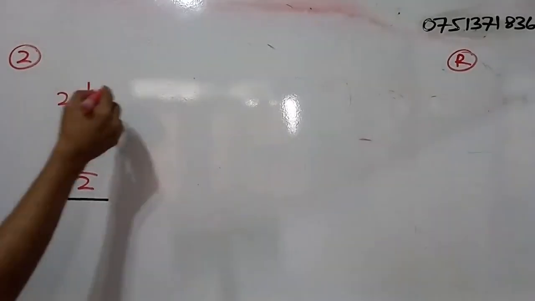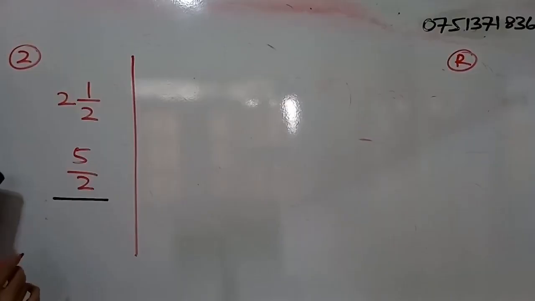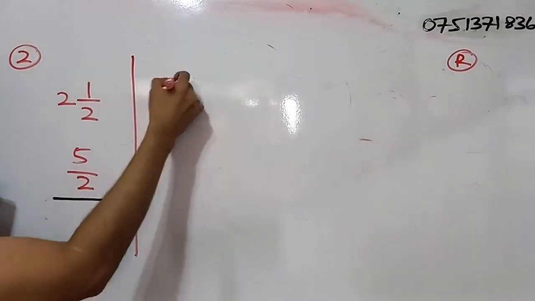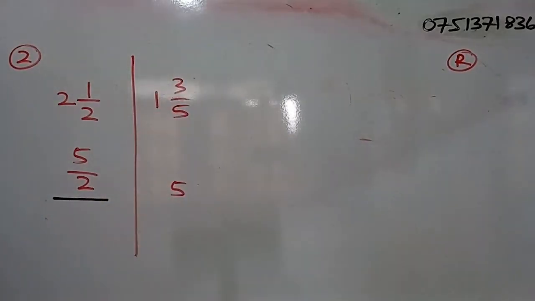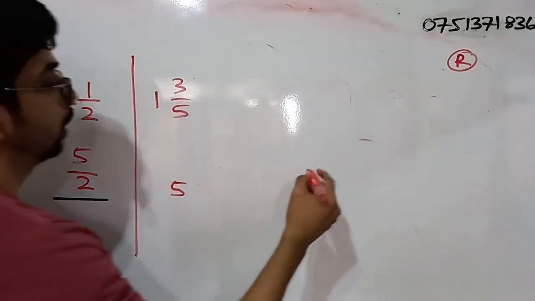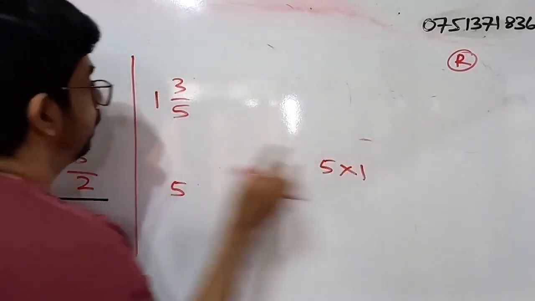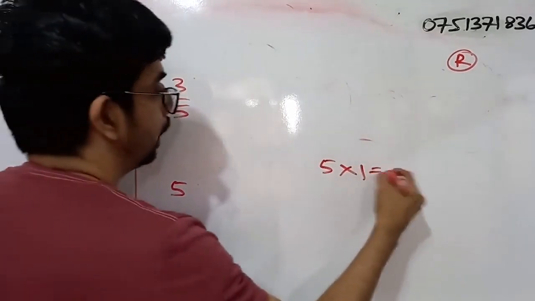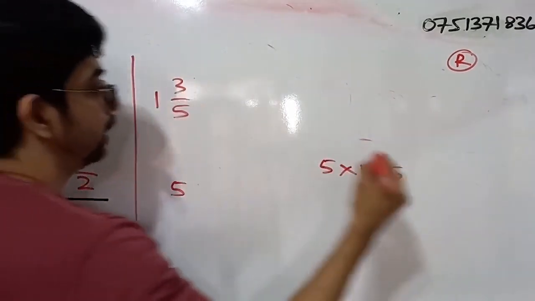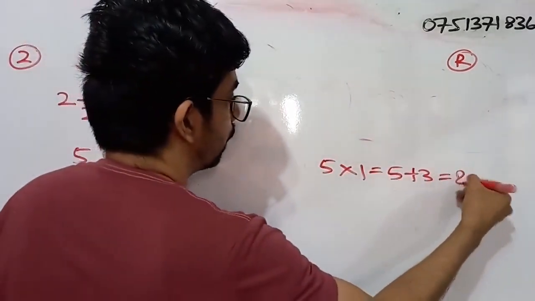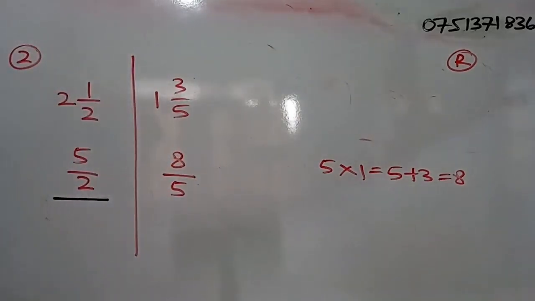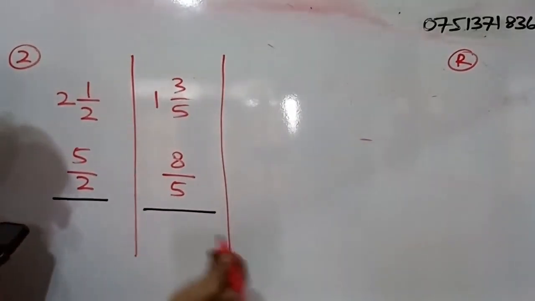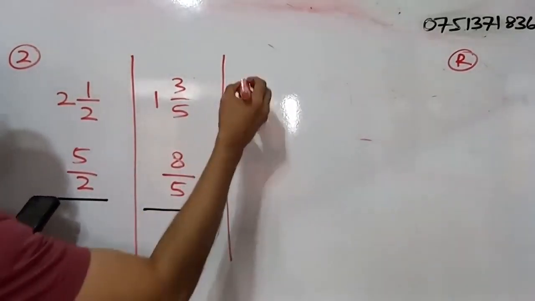So the next one, that is also what? Another mixed number, 1 and 3 by 5. So the denominator will be the same. How do we calculate the numerator? 5 times 1, that is 5, and add a 3. So we get what? 8. So this will be 8 by 5.